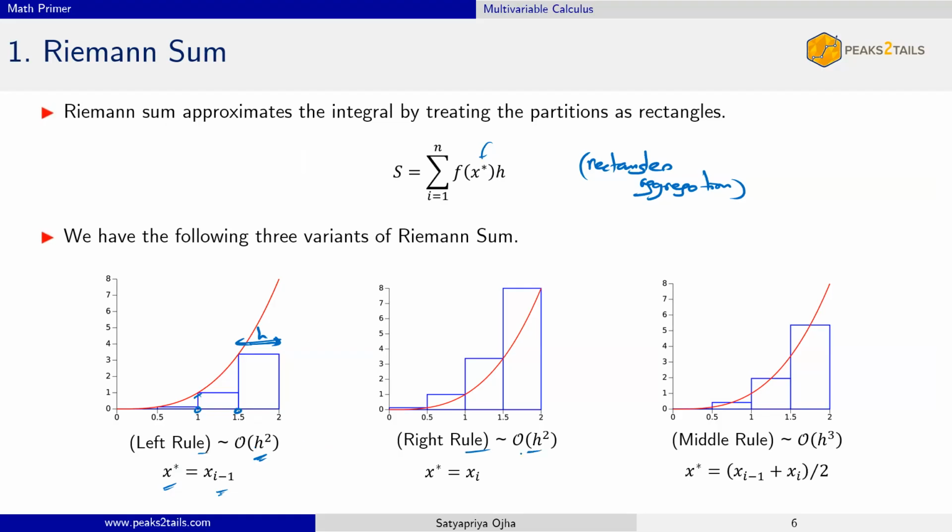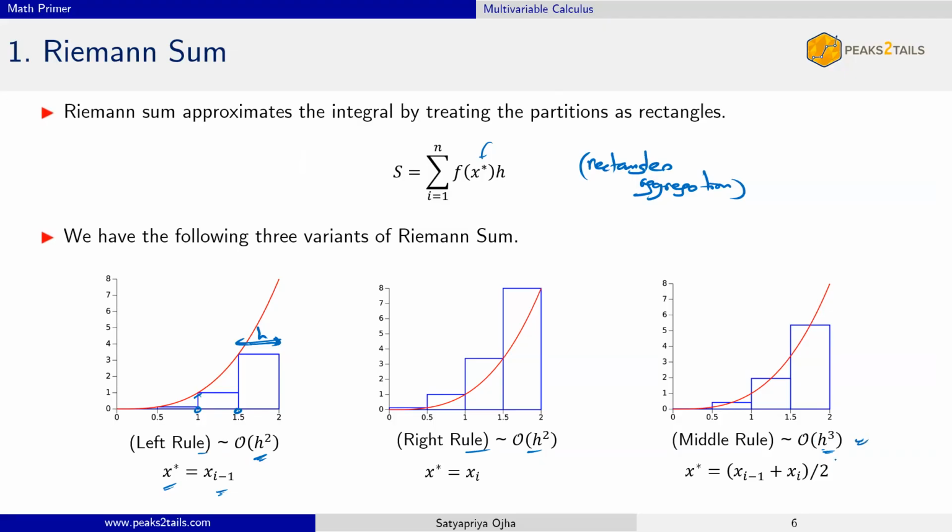One will underestimate first and then converge to the true value. The other one will overestimate and then come down and converge. If you look at the middle rule, that has a convergence rate of h cube, which is even smaller, so smaller error, right? Because h would be a fraction, so the cube of a fraction is much smaller.